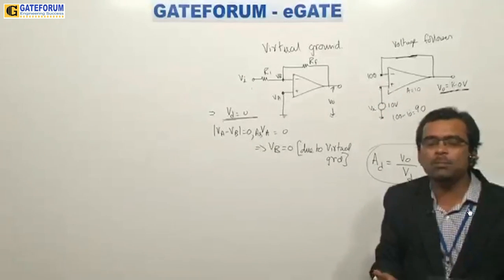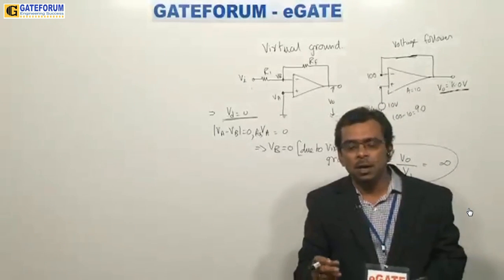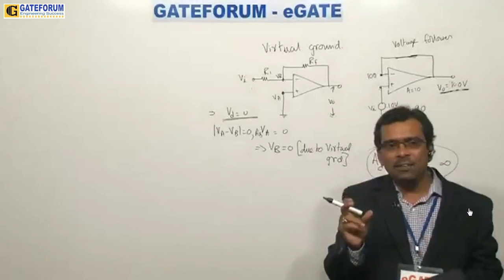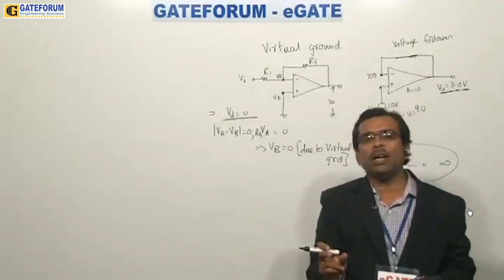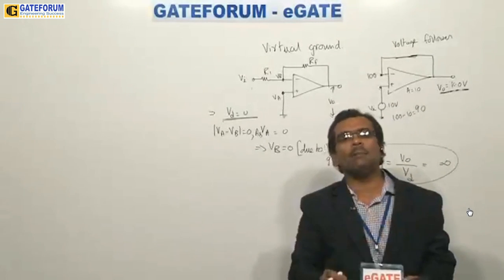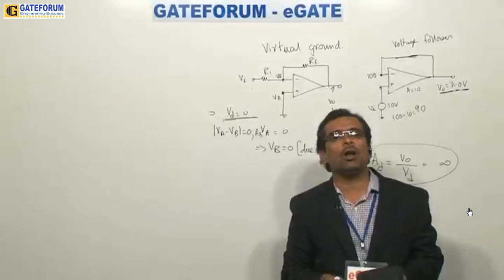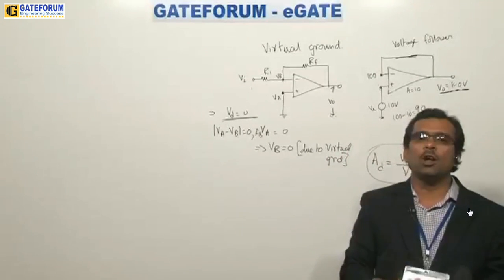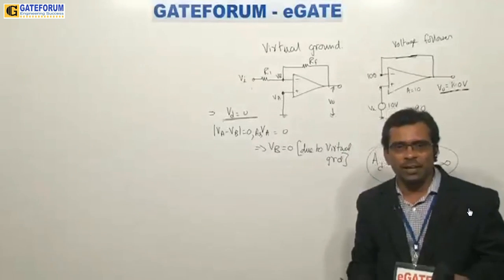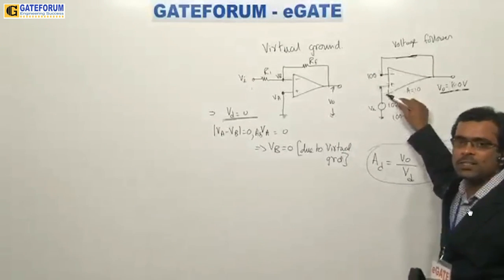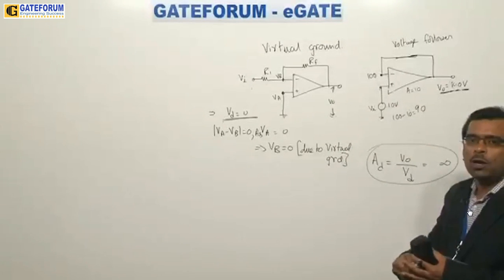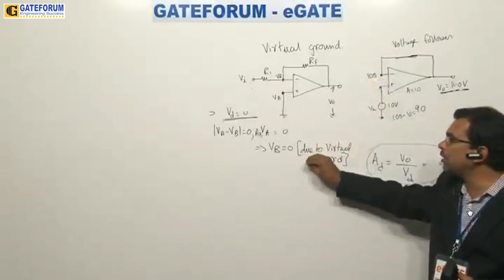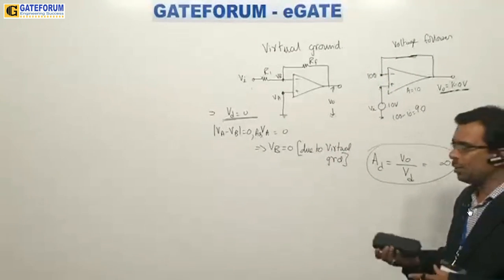If it is not able to become 0, then we can understand that the op amp has failed to make the voltage VD 0, and a difference will be left out. That difference voltage we look at as the amplified voltage. That is the reason we call the op amp an error amplifier, not just a difference amplifier. It amplifies the error between these two signals and gives it at the output. The ability of the op amp to bring this voltage to this point we call the virtual ground concept.